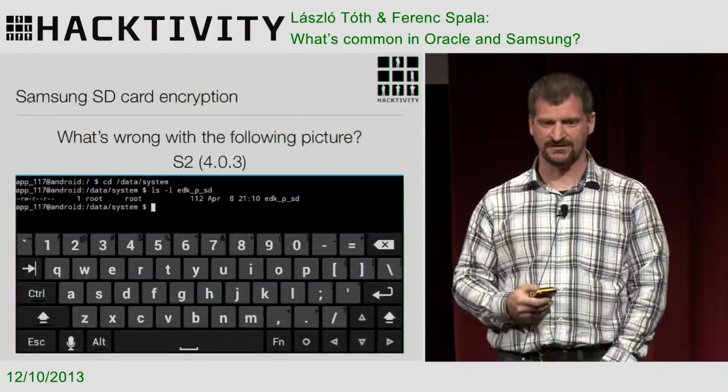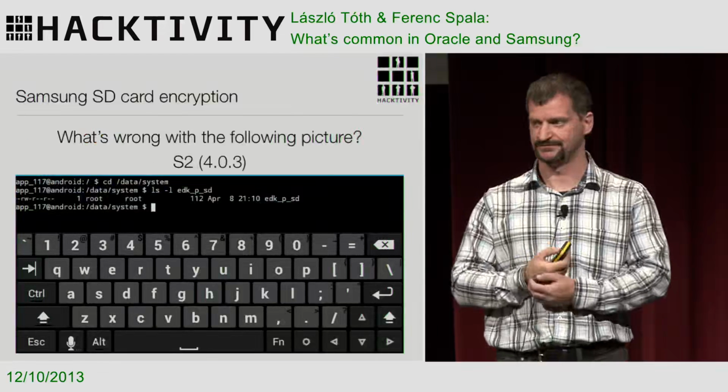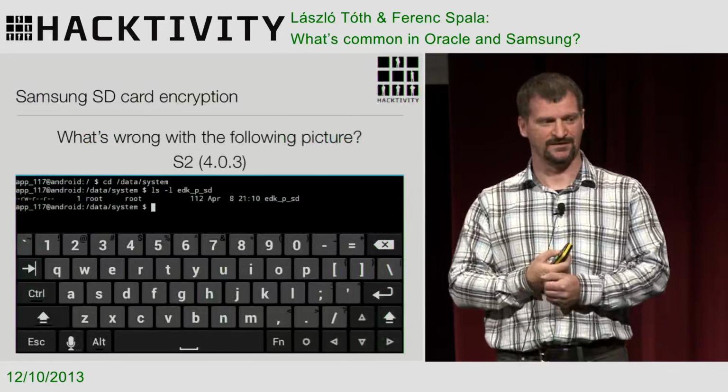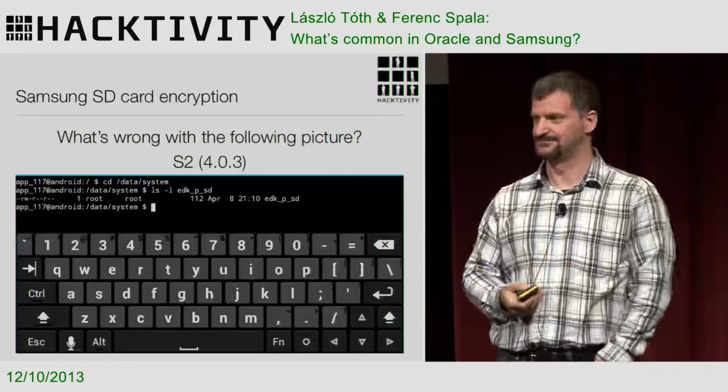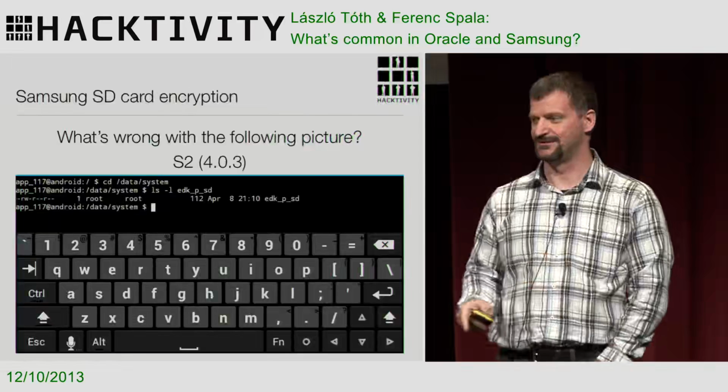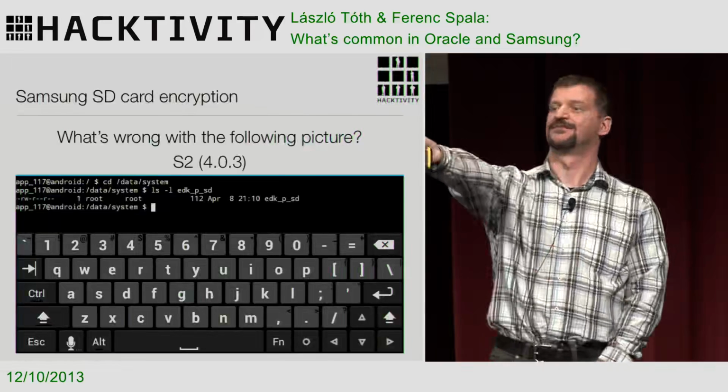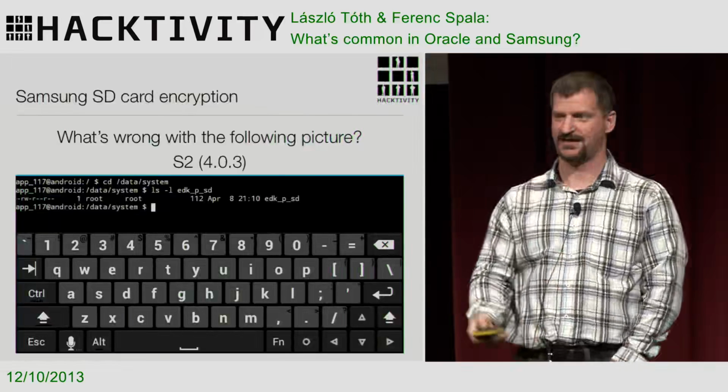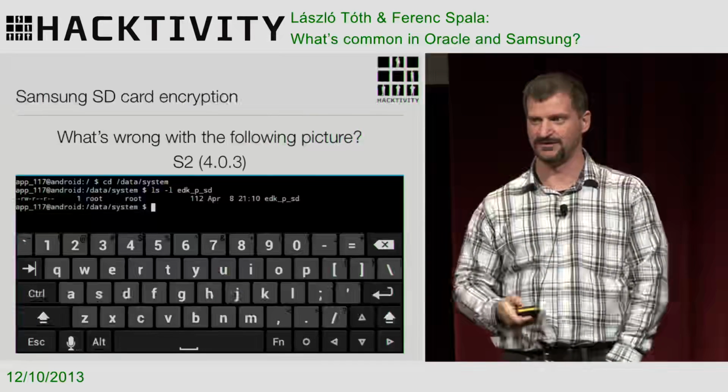But what's wrong with this picture? For a beer. Anyone? Lajos, you cannot tell it. Yeah, come on, for a beer. After, just look for us and you will get the beer.